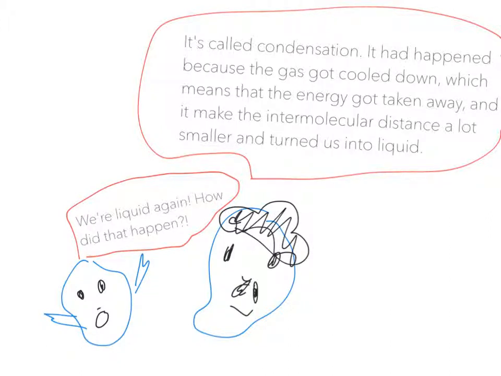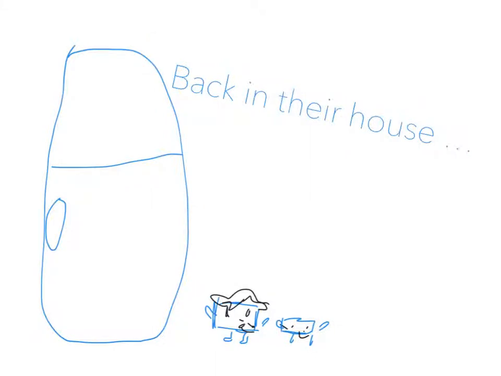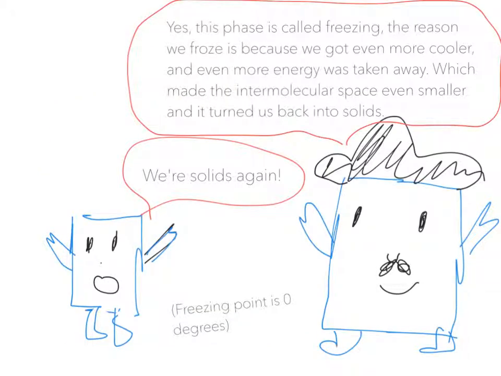"It's called condensation. It had happened because the gas got cooled down, which means that the energy got taken away, and it makes the intermolecular distance a lot smaller and turn us into liquid." Again, explained the ice cube dad. When the ice cube boy and the ice cube dad returned to their house, which is a fridge. "We're solids again," the ice cube boy yelled with happiness.